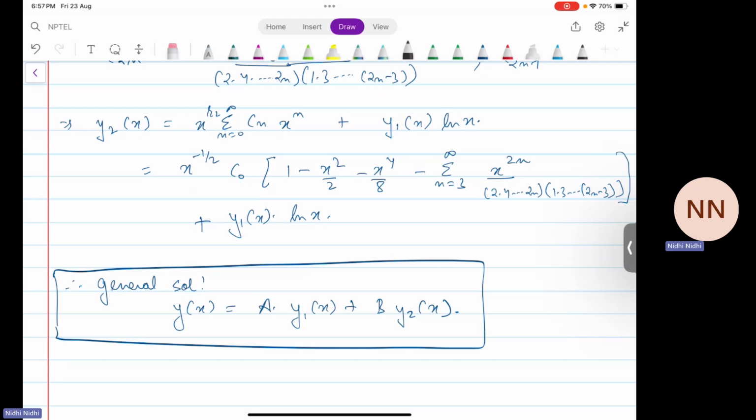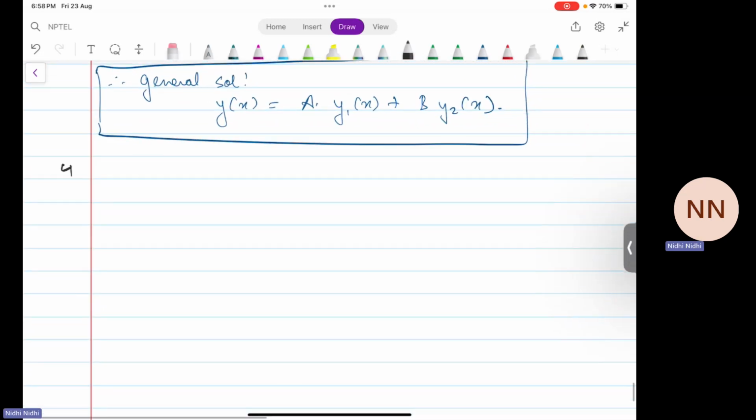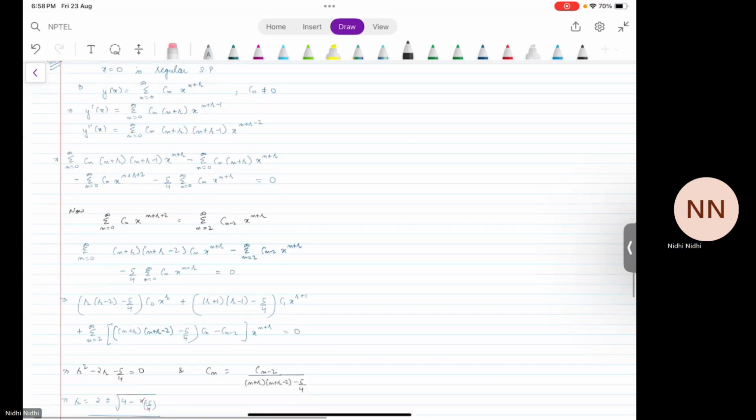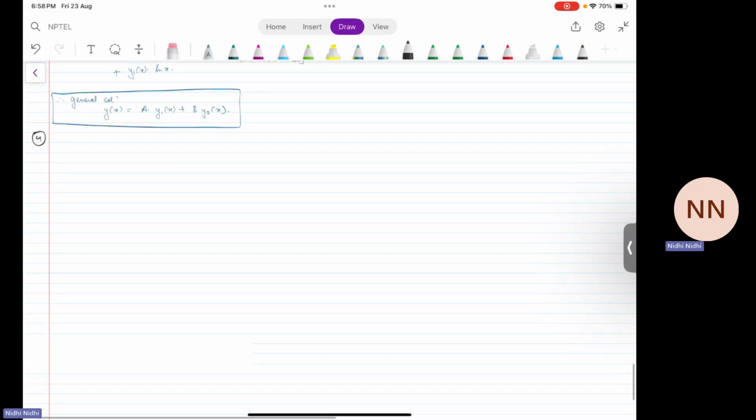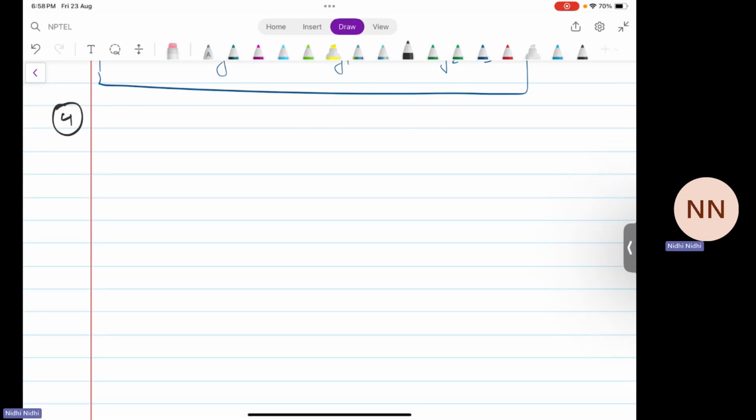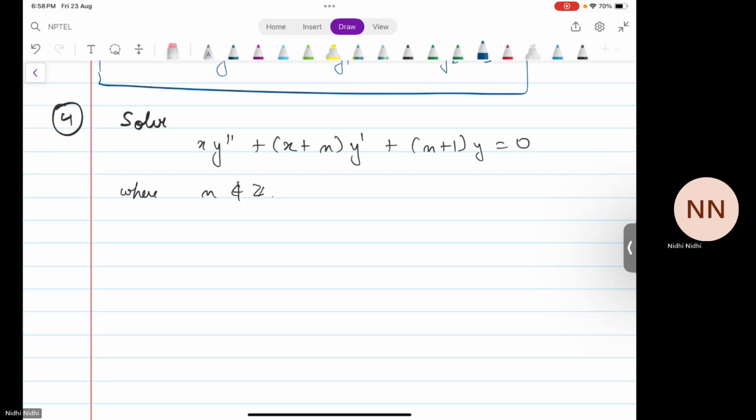Let's move to the next question. Solve x y double dash plus x plus n y dash plus n plus 1 y equals to 0, where n is not an integer. Solution.